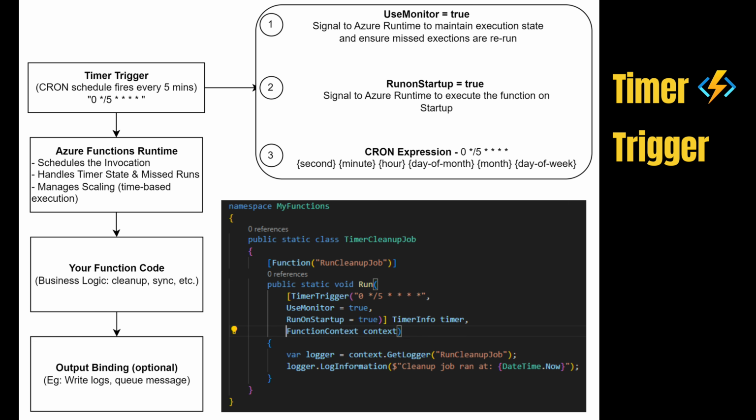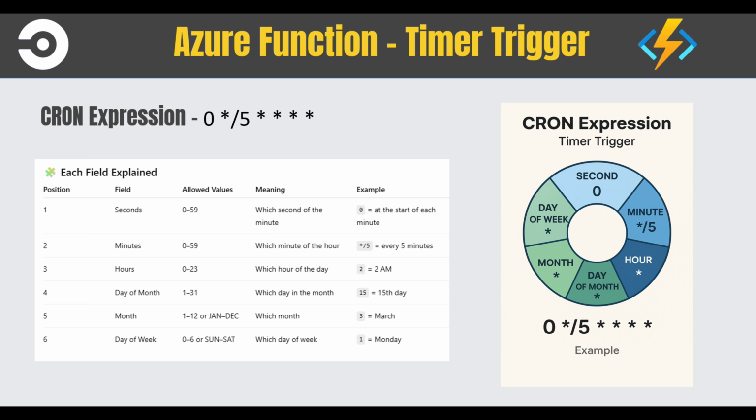The cron expression takes a segmented format. Seconds: allowed values are 0 to 59, meaning which second of the minute you want this function to run. An example is 0, at the start of each minute. Then we have the minutes, which is 0 to 59, meaning which minute of the hour; */5 is every 5 minutes. Hours are 0 to 23, which hour of the day; 2 is 2 a.m. Then day of the month is between 1 and 31, so if you specify 15, it's the 15th day of the month.